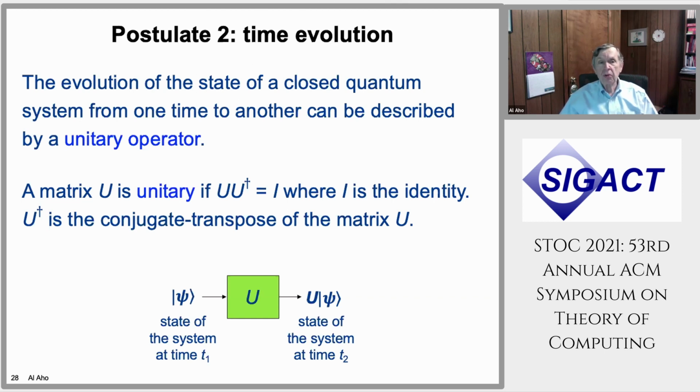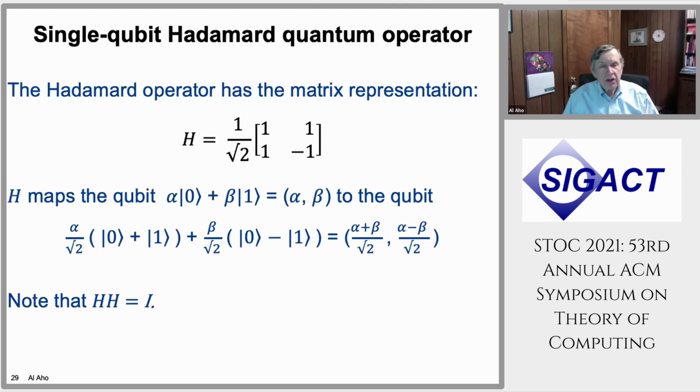There is another way of formulating this second postulate using Schrodinger's equation. The physicists love Schrodinger's equation, but I like postulate 2 because this allows us to define the quantum circuit formulation of quantum programming languages. And just to illustrate, the unitary operators can form the gates in our quantum circuit.